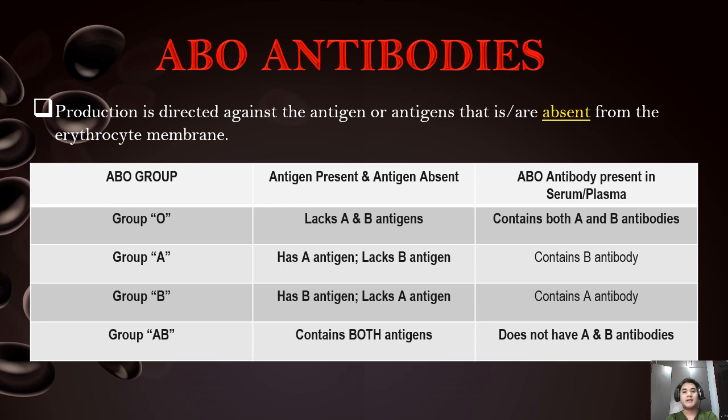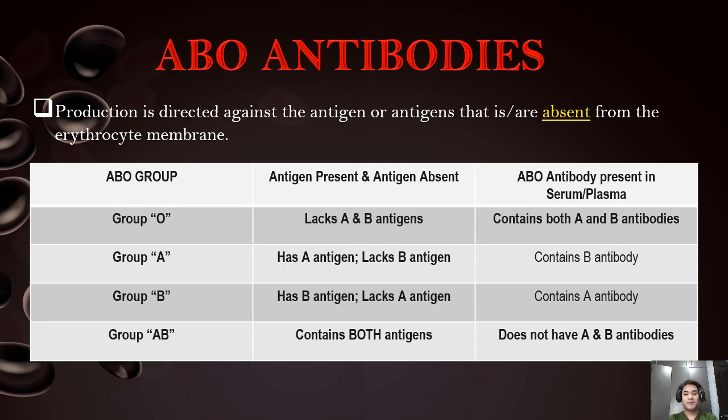But in blood bank class, serum samples are the most frequently utilized, since we all know that plasma samples are obtained via anticoagulated tubes containing chelating agents that may interfere with the complement. So, moving on, the production of an individual's ABO antibodies is directed against the antigen or antigens that are absent on that individual's RBCs. Meaning to say, the type of ABO antibody is determined by what red cell antigen an individual lacks.